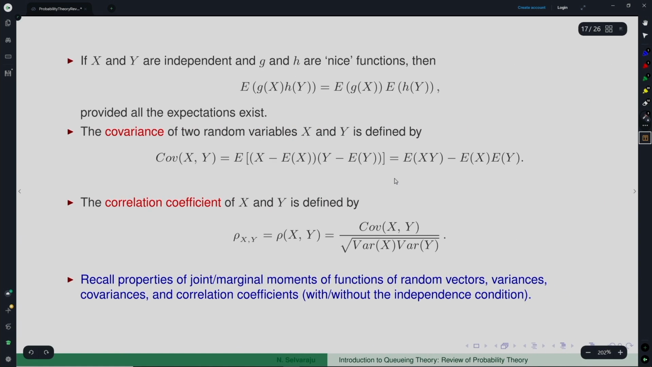Okay. We will be using mostly in that form only. And similarly, when two random variables are independent and g and h again are some nice functions, then the expectation of this quantity can be written in this form. We are assuming that all the expectations would exist.